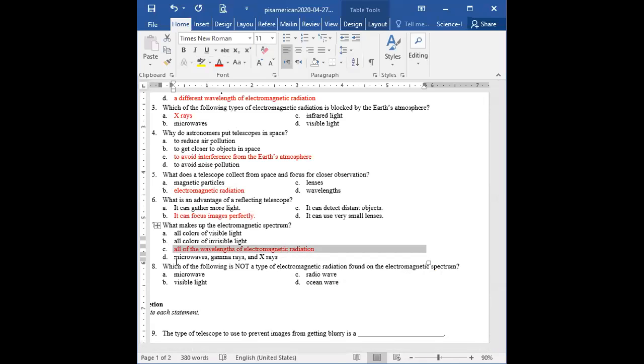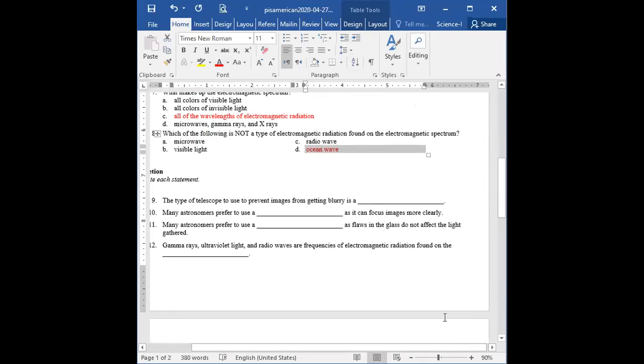Question 8, guys. Which of the following is not a type of electromagnetic radiation found in the electromagnetic spectrum? Which of these is not considered a wave that could be found in the electromagnetic spectrum? I think this one is somewhat easy. Ritaj, yes? D. D, of course, ocean wave. Ocean wave is actually not an electromagnetic wave at all.